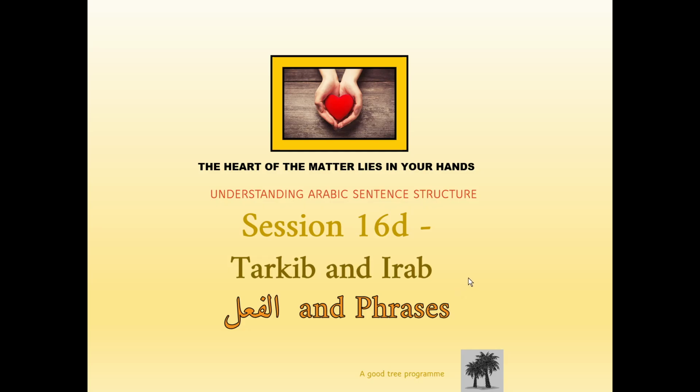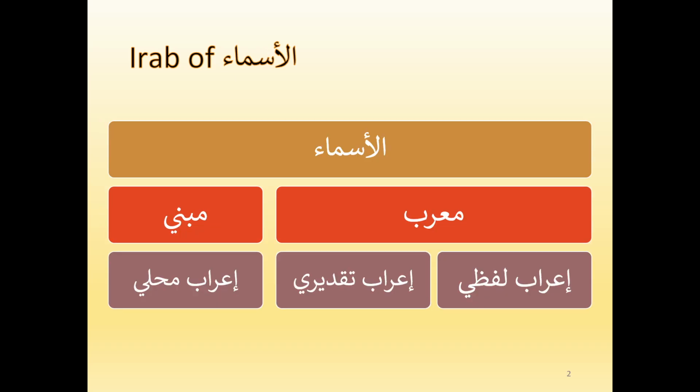Now just a little revision about the isim, the nouns. We said that all isms have to have Irab. Yes, they have a function or role in the sentence. So they are either mu'rab or they are mabni. If they are mu'rab, then their irab can be in two categories: lafzi, when you can see the sign, or takdiri, when you cannot see or say the sign. Yes, there's some external factor that affects you from seeing it or saying it.